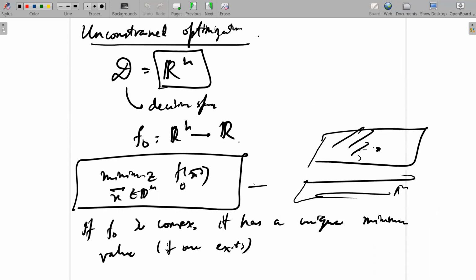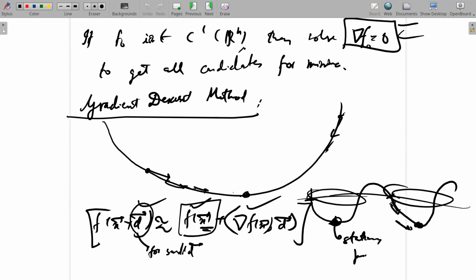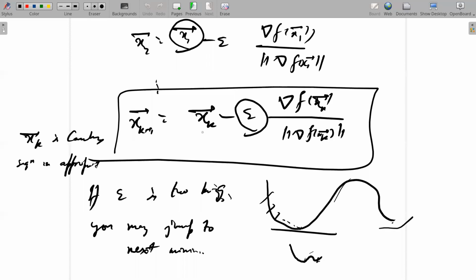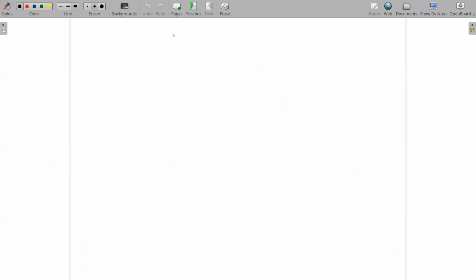All right. So in practice, when you're doing unconstrained optimization, you really want to solve grad f equals 0 to get all candidates for minima. But then you have this numerical method called gradient descent, which you can use to get very close to the value of minima. And in most practical problems, it might be good enough. You don't care about finding the exact solution. Approximate is good enough. All right, so this was about unconstrained optimization.